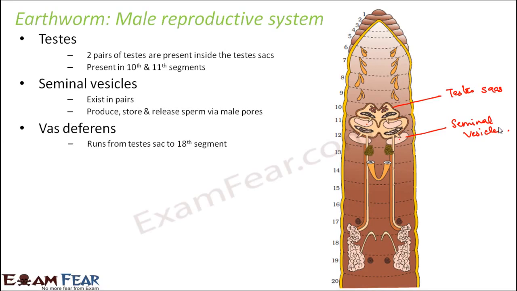Next is vas deferens. It is a tube-like structure which runs from testis sac to the 18th segment. So this is vas deferens.